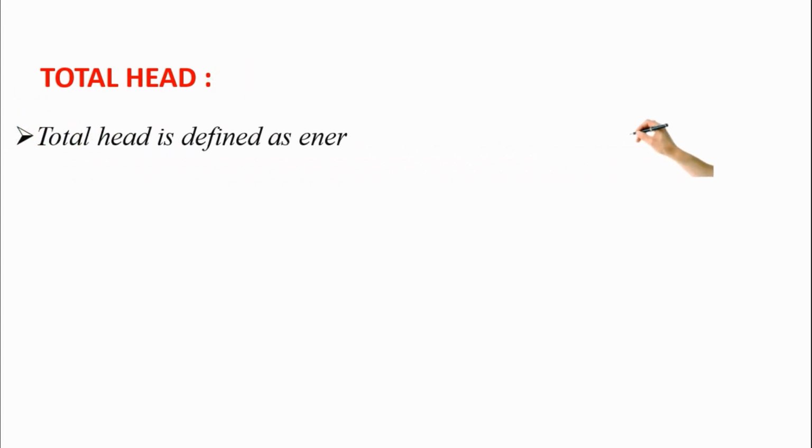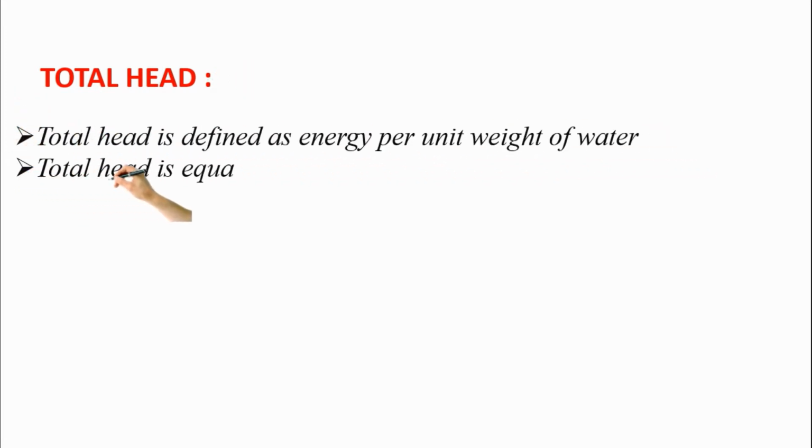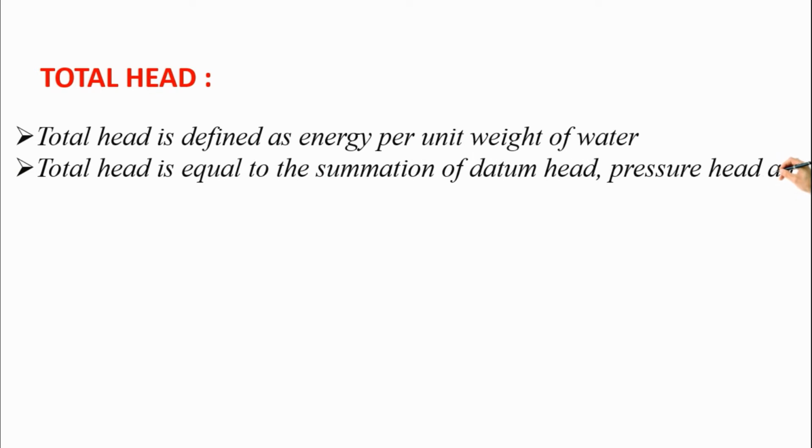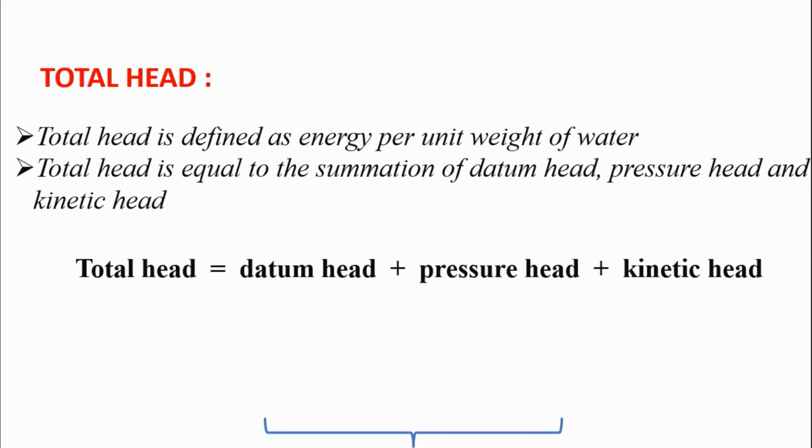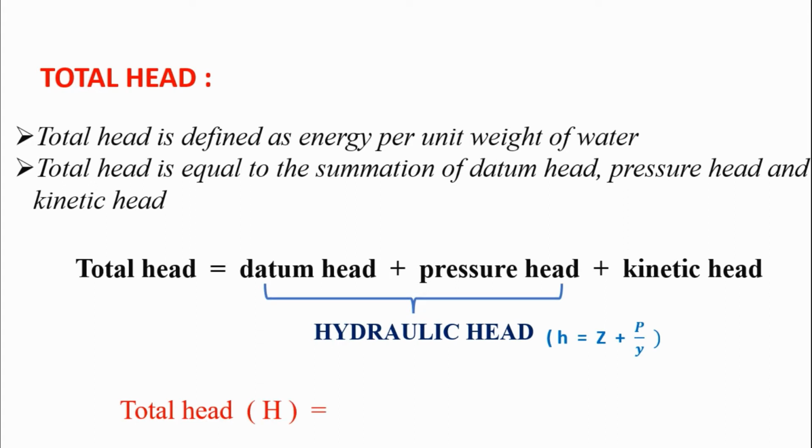Total head. Total head is defined as energy per unit weight of water. Total head is equal to the summation of datum head, pressure head, and kinetic head. The sum of datum head and pressure head is known as hydraulic head.